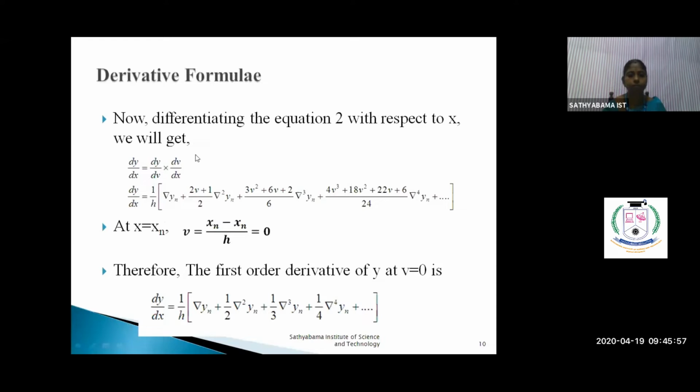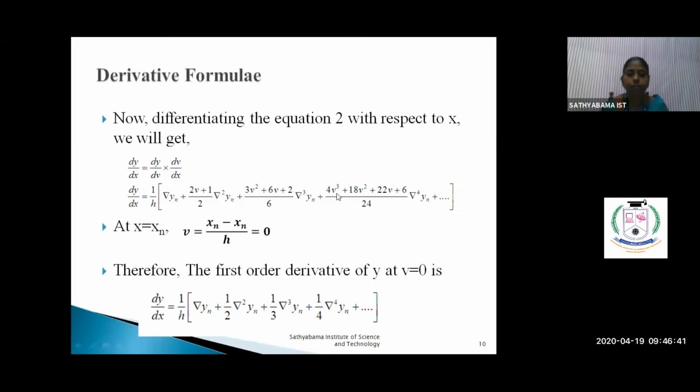Now, the same procedure we followed to get the derivative of y with respect to x using Newton's forward interpolation formula is used, and we get the first order derivative when x is near the end of the table. So when x is near the end of the table, I can use this formula: 1 by h [del yn plus (2v plus 1) by 2 del square yn plus (3v square plus 6v plus 6) by 3 factorial del cube yn plus (4v cube plus 18v square plus 22v plus 6) by 24 del power 4 yn plus so on].